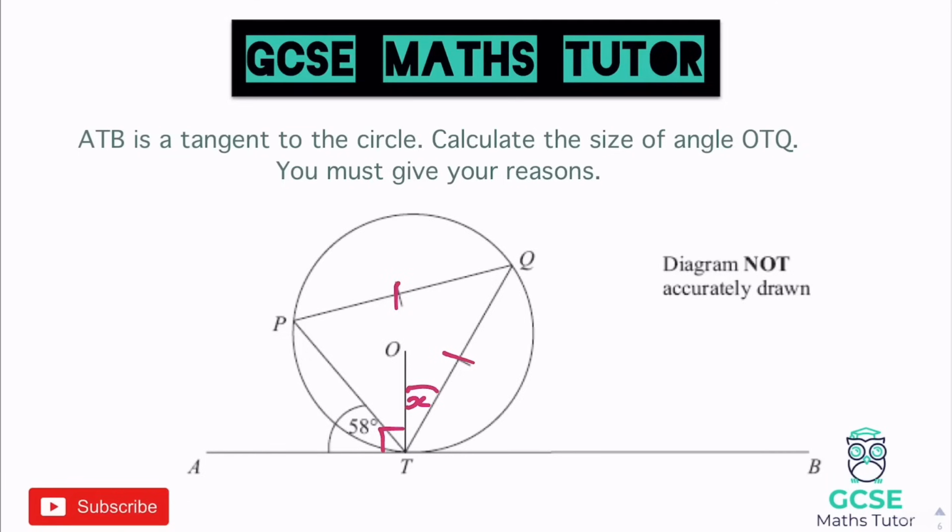And have we got anything else? Nothing else that stands out to me at the moment. So let's just have a look at what we can find. In between the 58 and the radius there, we can obviously find that out. So this angle here, we can do 90 take away 58, as obviously a tangent meets a radius at 90. So 90 minus 58, and what does that leave us with?